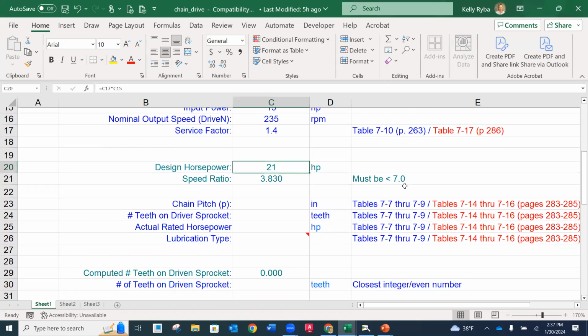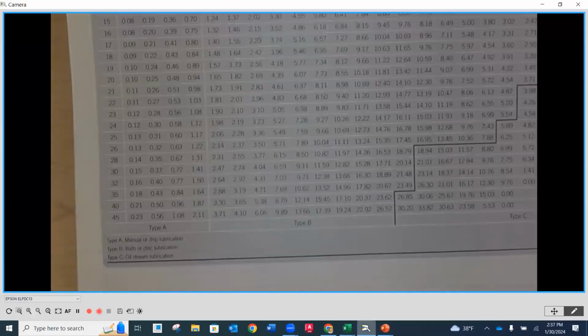Now what we want to do is take this 21 design horsepower and find what our chain pitch is going to be. This is in inches. Remember, chain is called out by number, and then it corresponds to a pitch in inches, so they're going to be looking for the inches here. We're going to go back to those three charts starting on page 283, and we're going to use this 21 horsepower.